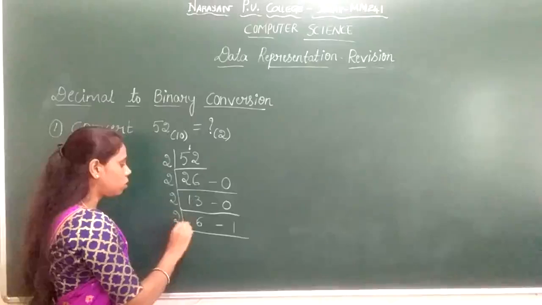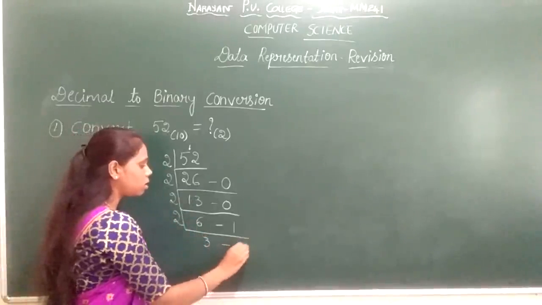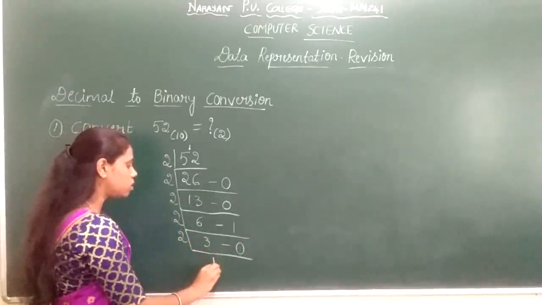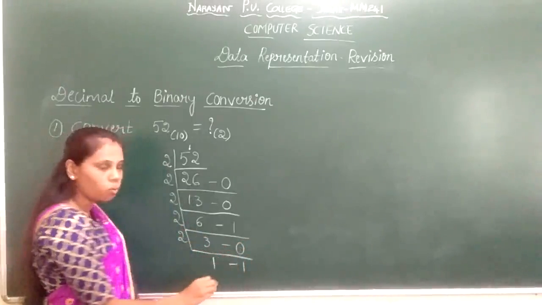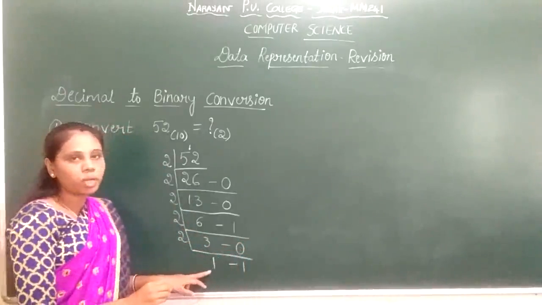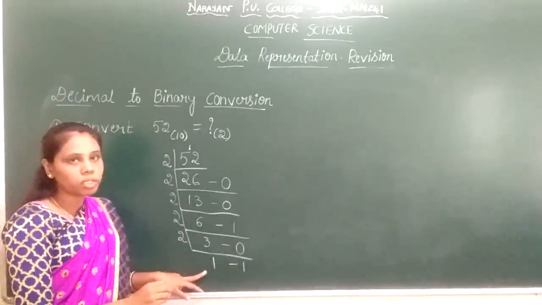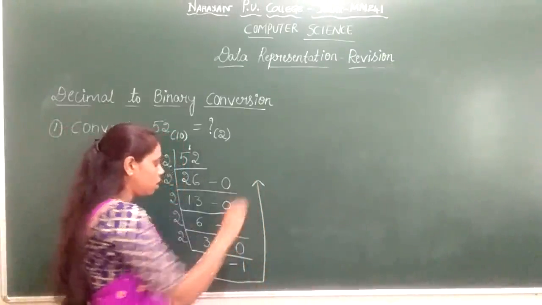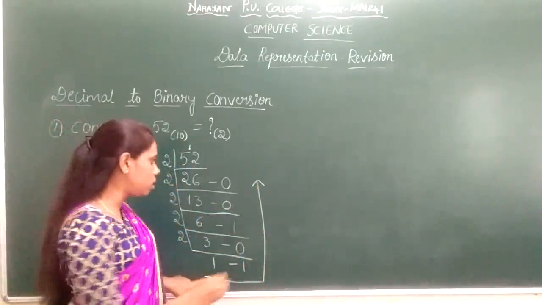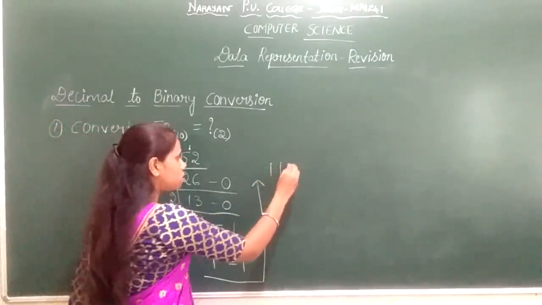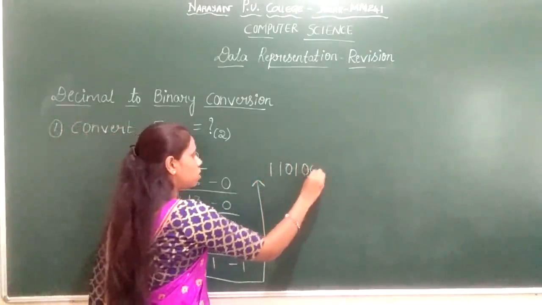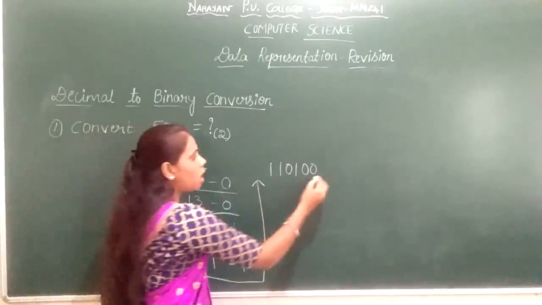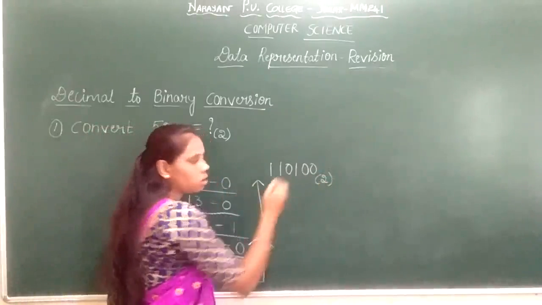Next, 2 3s are 6, the remainder is 0. Again divided by 2. 2 1s are 2, the remainder is 1. Now 1 cannot be divided by 2, so I will stop this process and now write the digits from bottom to top. That is 1 1 0 1 0 0. So in this manner 110100, and its base value is 2.